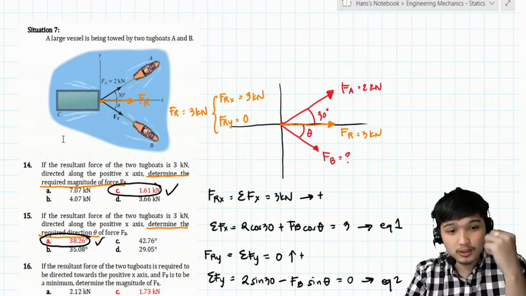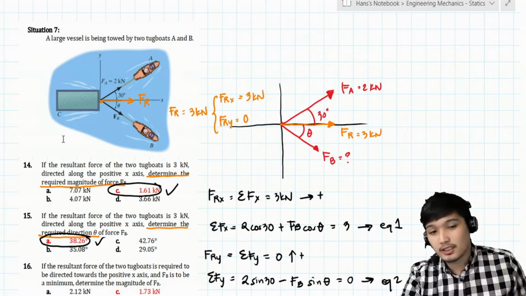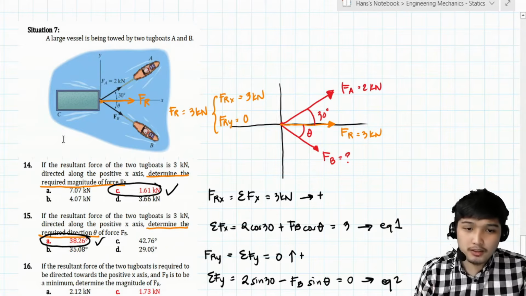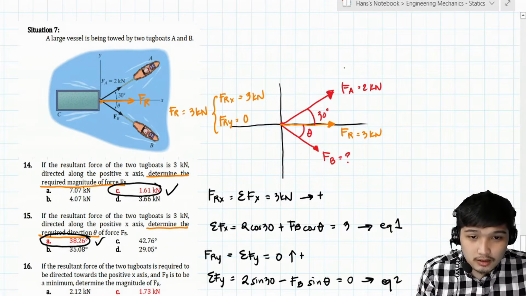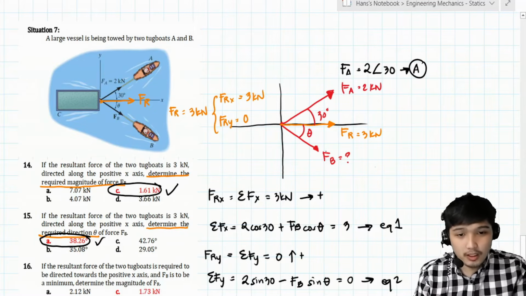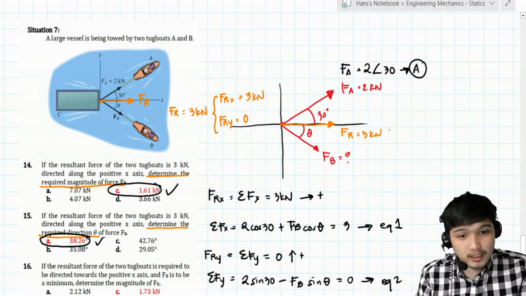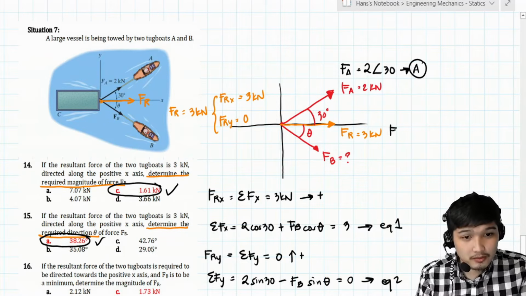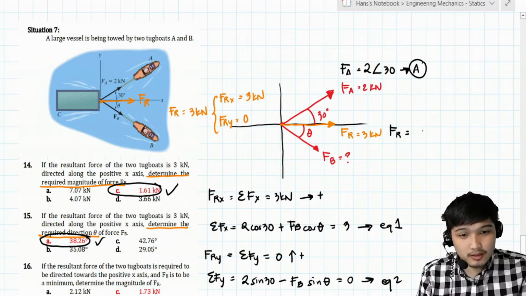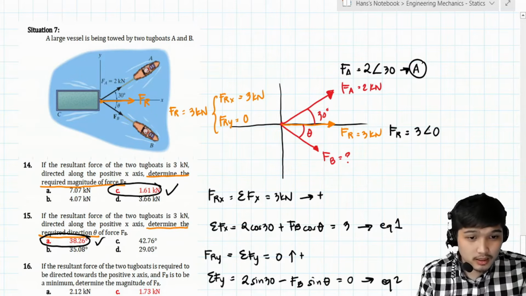Yung FB lang. So, sabi ko nga sa inyo class, kapag isang force lang yung nawawala, you can use yung complex mode, no? Yung diskarte natin gamit yung calculator. So, paano yun class? Eh di itong FA, store mo yan sa A. That is 2 angle 30, di ba? Store sa A. Okay? Itong FR, eh di parang siya yung resultant na ini-store sa F. Tama ba? Okay, so FR is 3 kilonewton directed towards the positive x-axis, or 3 angle 0.